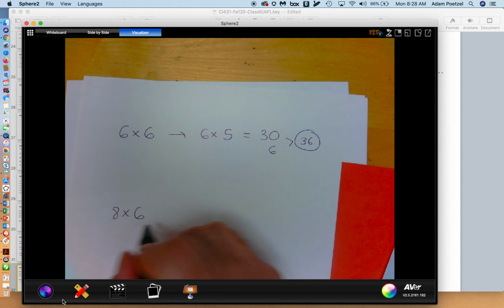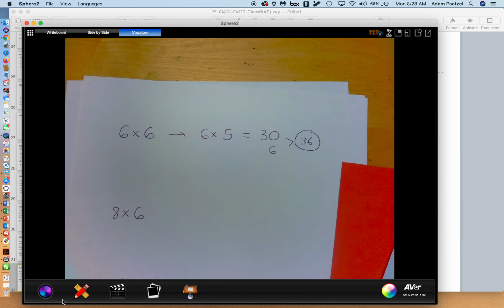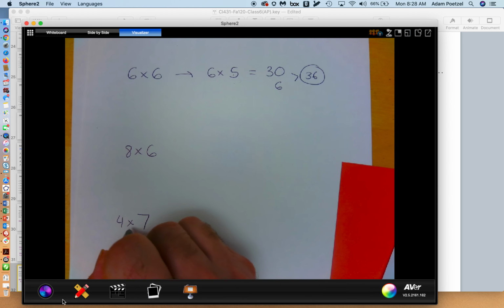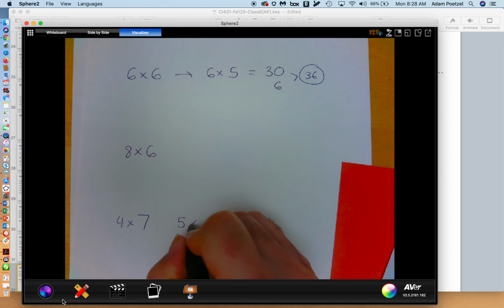Or, just like any of these, like down here, actually I'll maybe do 4 times 7. And to realize, well, with this one, I know 5 times 7.